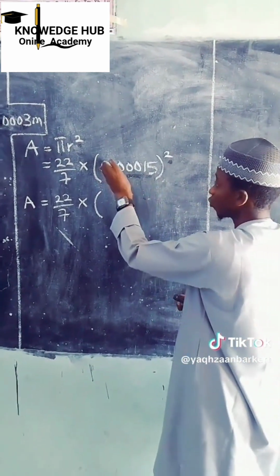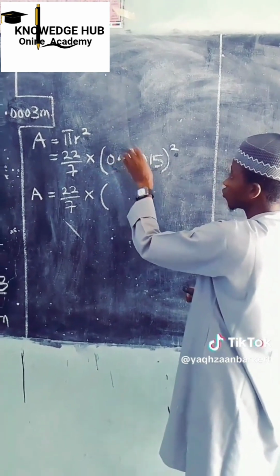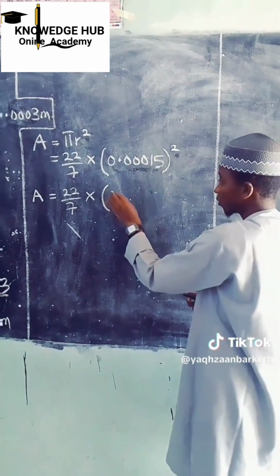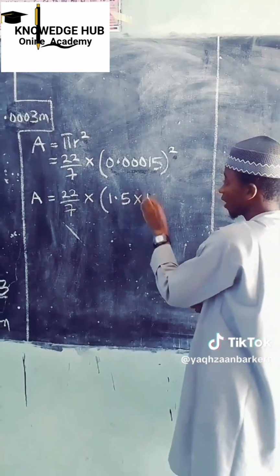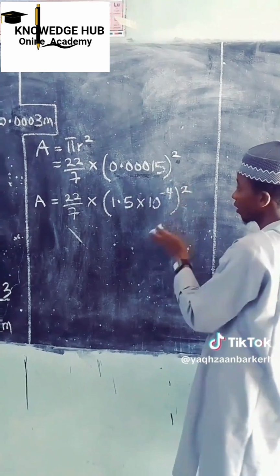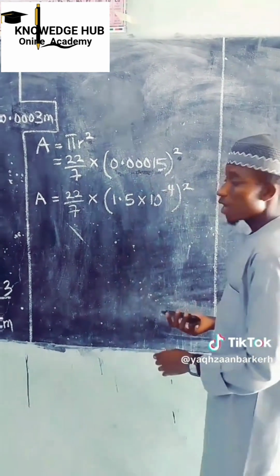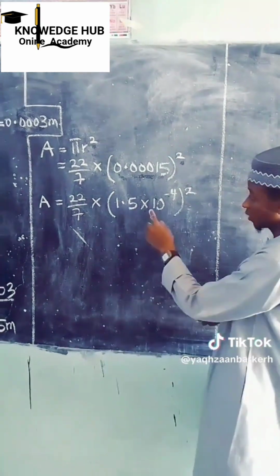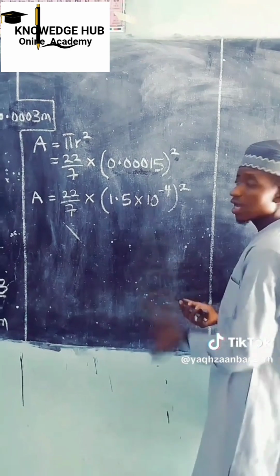How many times do they cross in this decimal point? 1, 2, 3, 4. So now we are going to have (1.5 times 10 to the power of minus 4) in brackets, and we have square. This one and this one are the same. The difference now is that this one is standard form, while this one is ordinary form.